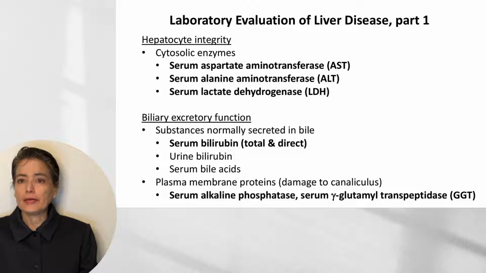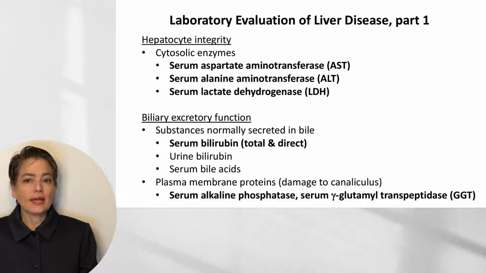Another question that we can have when we're assessing the possibility of liver disease is, how is the biliary excretory function? So we have two ways of assessing this. The first is to look for levels of substances that are normally secreted in bile. When we have liver disease or liver damage, we would expect these levels to increase. So we can see here that the most commonly ordered test will be serum bilirubin, both total and direct.